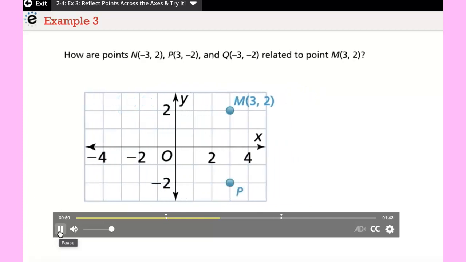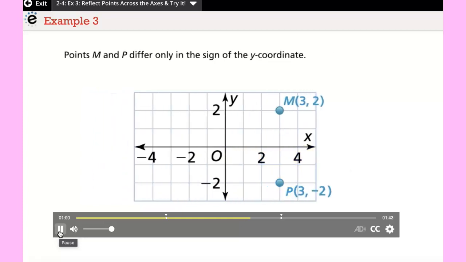Point P has an x-coordinate of 3 and a y-coordinate of -2. It is located in the fourth quadrant. Points M and P differ only in the sign of the y-coordinate.